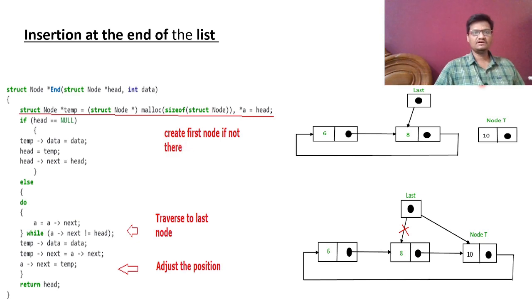Similarly, please try with other cases also. I mean, how to insert a new node in the middle of a circular linked list, or at the beginning of a circular linked list, or how to delete a last node, or how to delete a middle node.